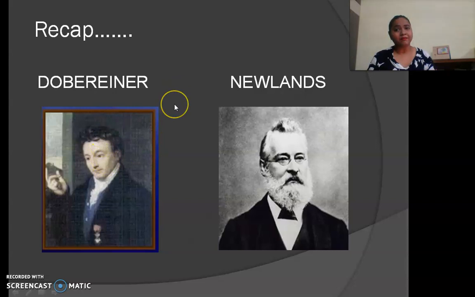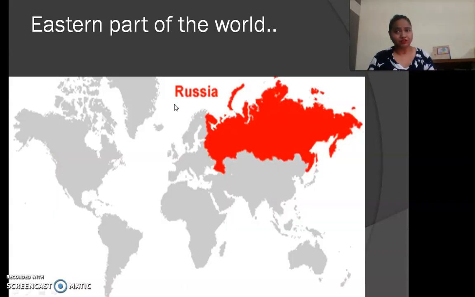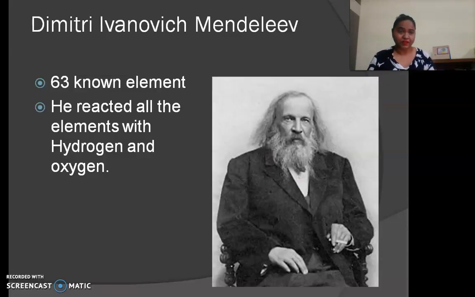During this time, in the 19th century, somewhere in the eastern part of the world, precisely in Russia, there was a Russian chemist, Dimitri Ivanovich Mendeleev, who was also working on the classification of elements. At that time, around 63 elements were known. Mendeleev started reacting these elements with hydrogen and oxygen.